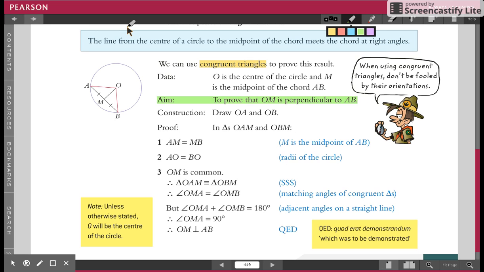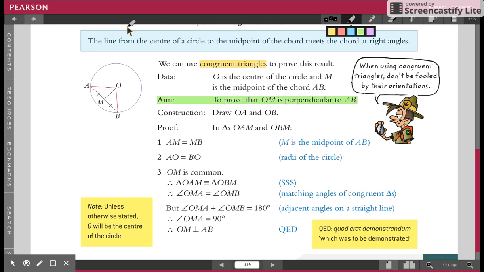Now, in order to do that, we have to use, again, that's why I've highlighted congruent triangles, and we need to prove that OM is perpendicular to AB. Therefore, this chord would meet at right angles. So, if you consider triangle OAM and OBM as the two triangles we're going to prove are congruent, you need to find a rule of congruency to prove that those triangles are congruent.